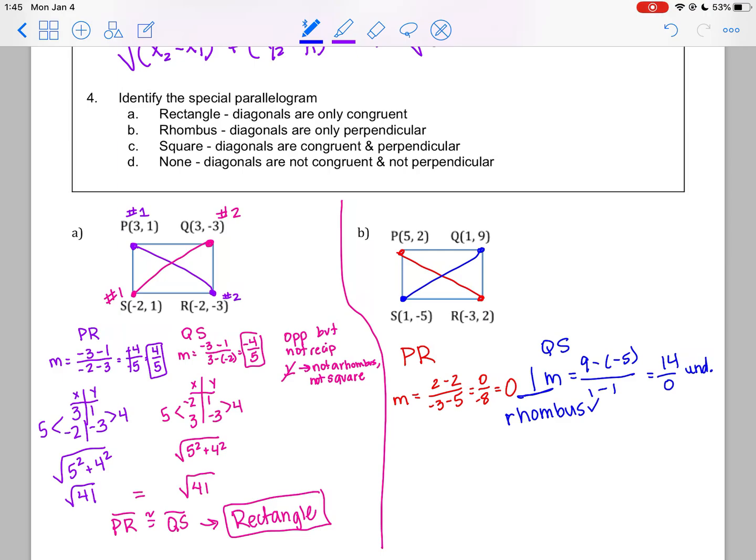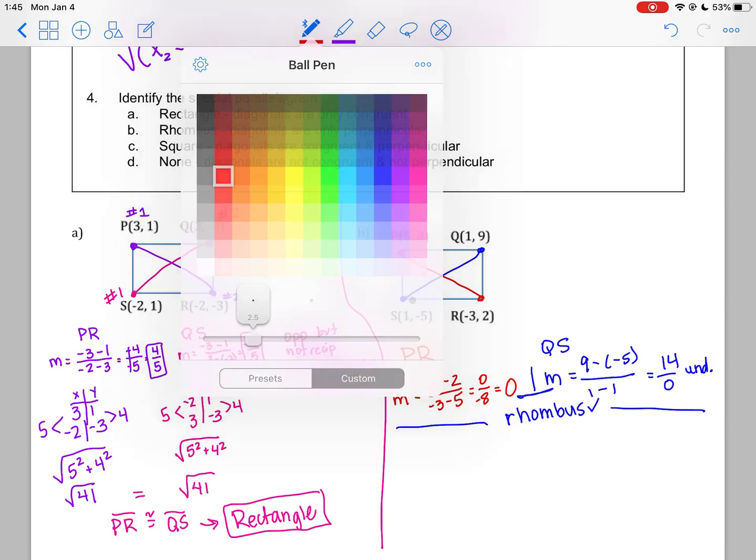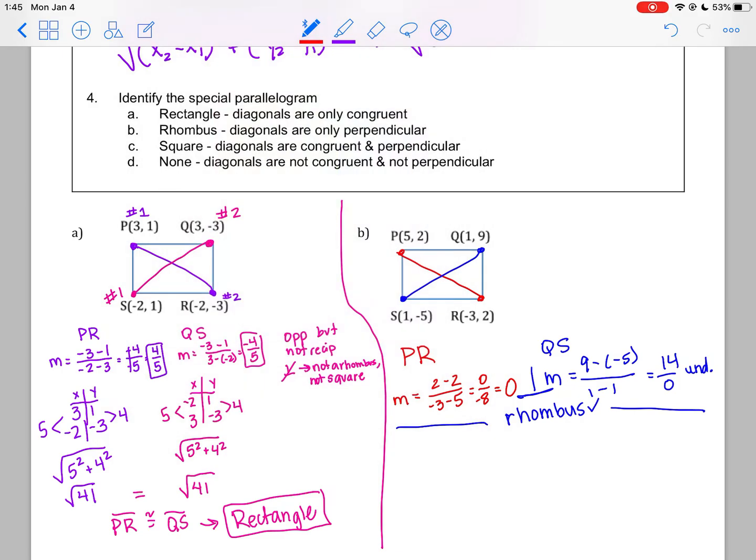Now I need to check and see if it's also a rectangle. And if it matches that qualification as well, then it will be a square. But first we have to test it. From this first thing, we did find out that it is a rhombus. Now we're going to find those lengths. To find the lengths, I find the distance between my x values. From 5 to -3, that is 8 units.